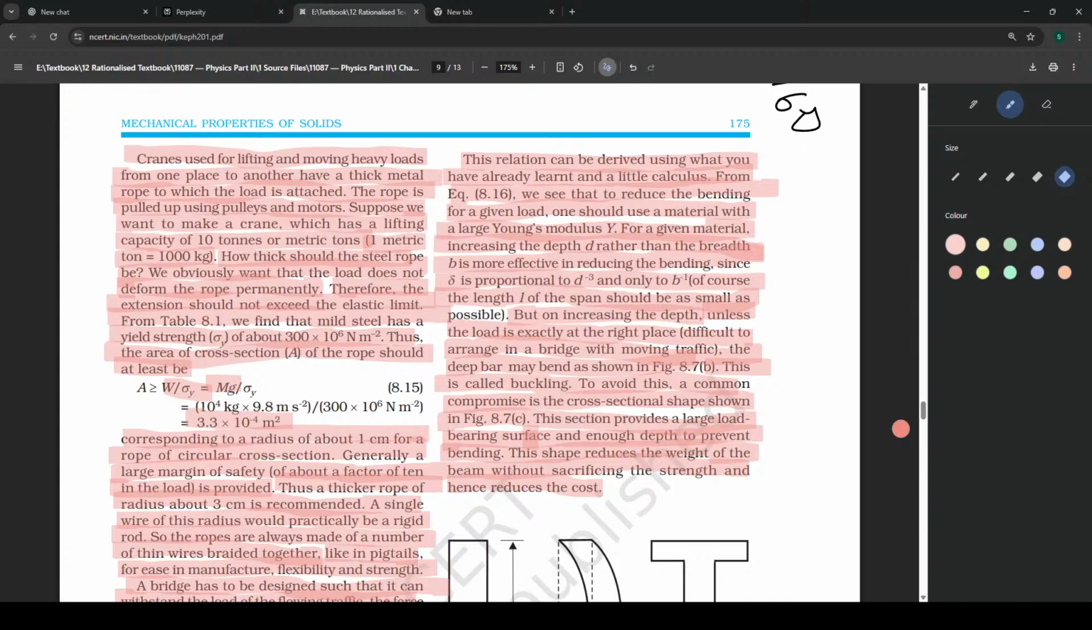Large Young's modulus. For a given material, increasing the depth rather than the breadth is more efficient in reducing the bending, since the bending is directly proportional to d to the power minus 3 and only to b to the power minus 1. Of course, the length L of the span should be as small as possible, because the bending is directly proportional to L cubed. Even for a small increase in length, the bending will be more and more.